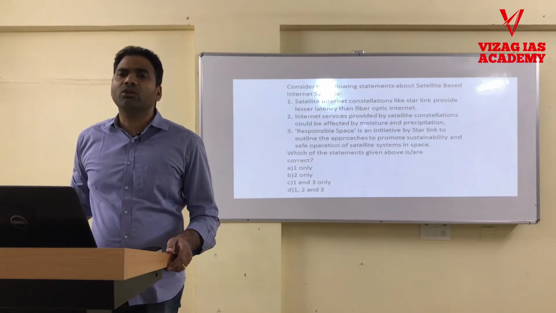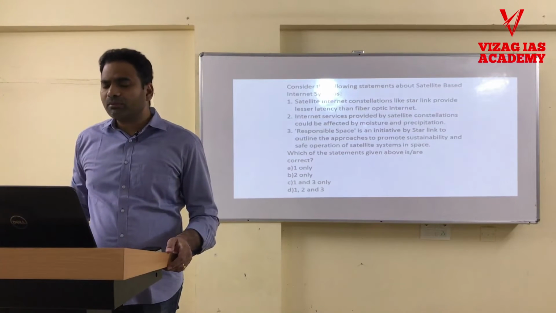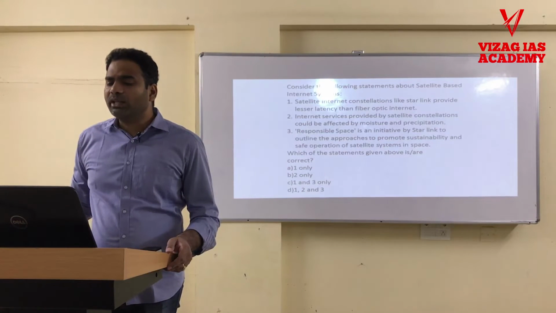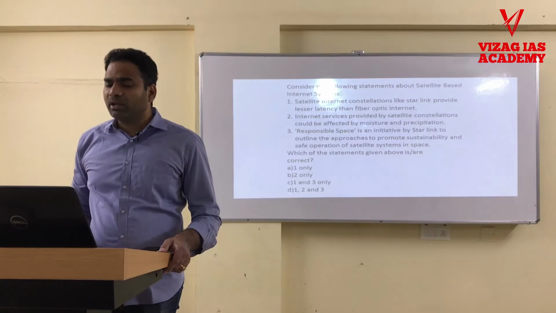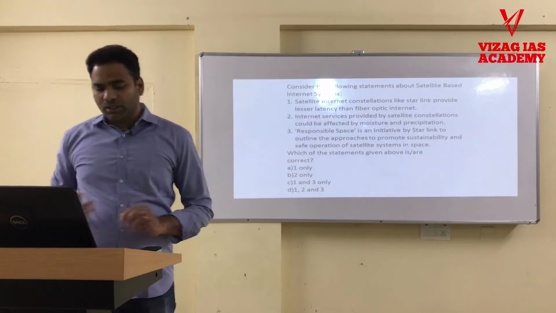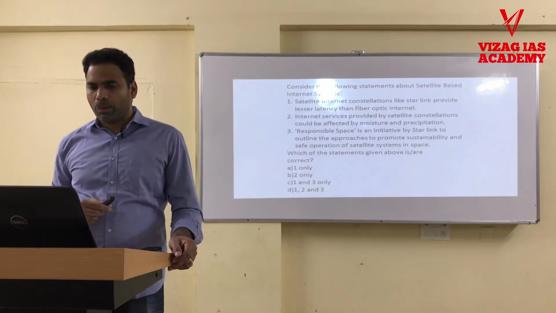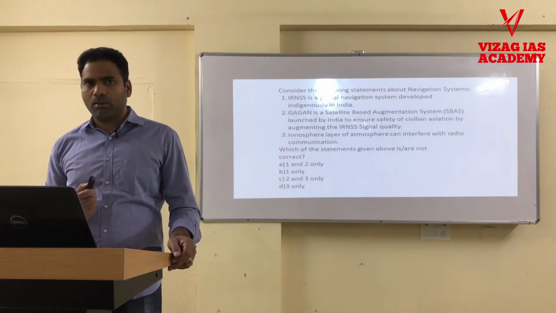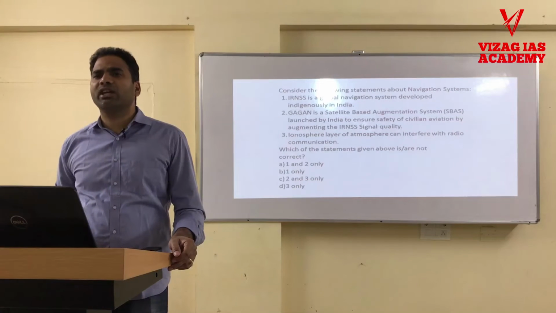True. It encounters clouds. It will be affected. Responsible Space is an initiative by Starlink to outline the approaches to promote sustainability and safe operation of satellite systems in space. Yes, everything is right about this initiative, but the name Starlink is wrong. What is it? OneWeb. So answer is 2 only. OneWeb, you know, because Airtel also acquired a stake, 30% odd, in that.